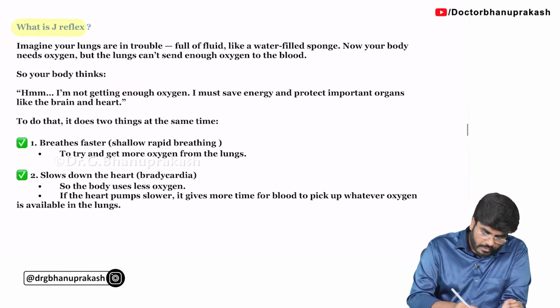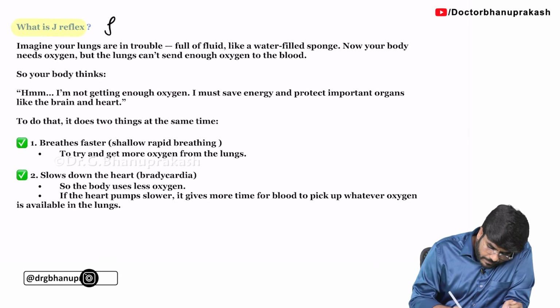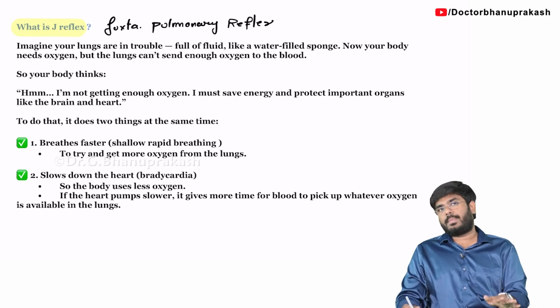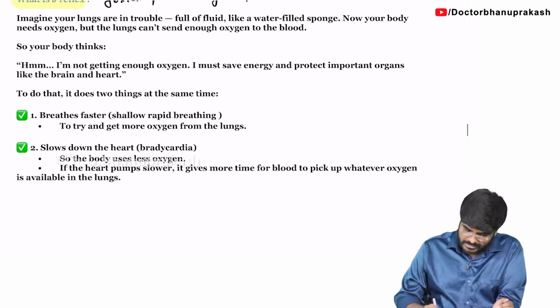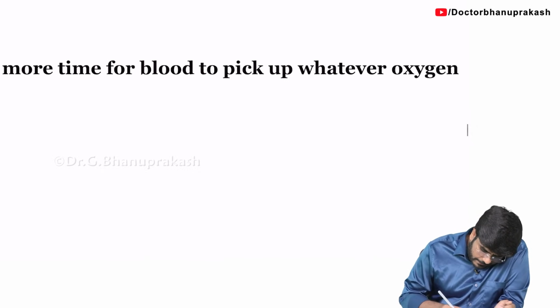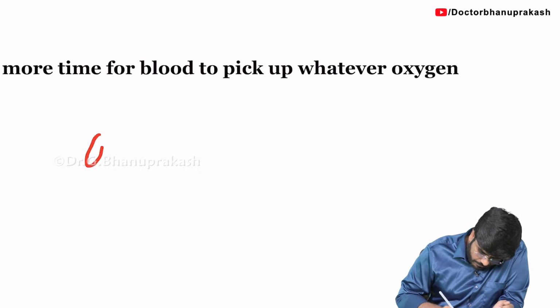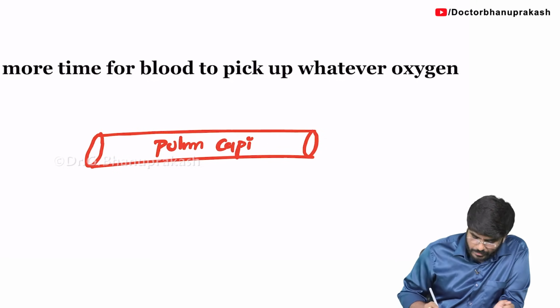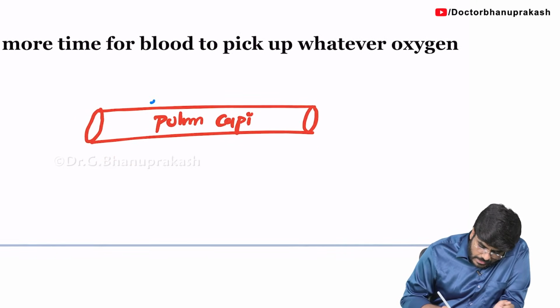Next step. What is J reflex? The J stands for juxtapulmonary reflex. Try to understand what this juxtapulmonary receptor reflex is, guys. See, here there is a blood vessel, a pulmonary capillary. Surrounding the pulmonary capillaries, there are these J receptors. J stands for juxtapulmonary capillary receptors.